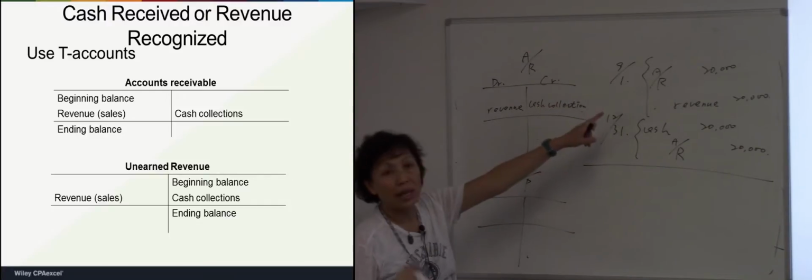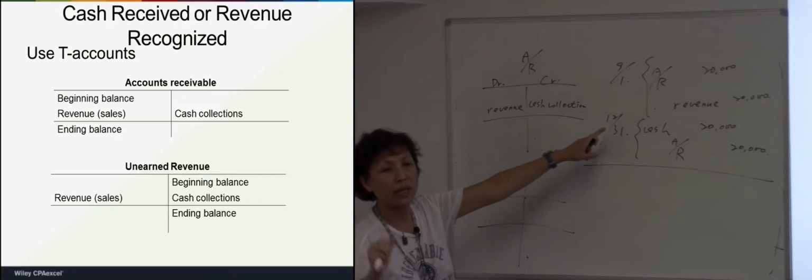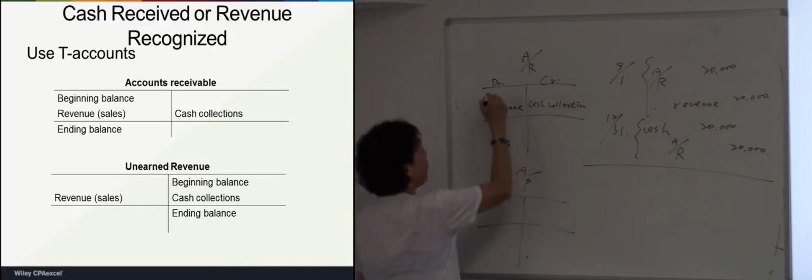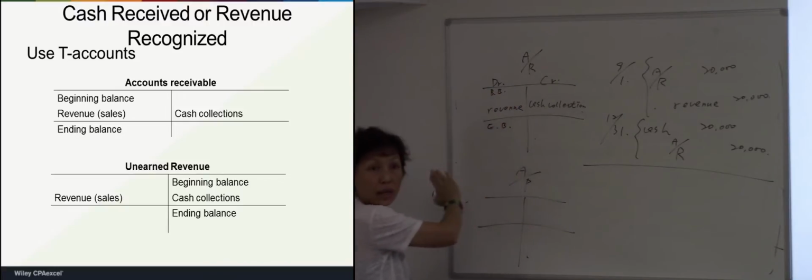And AR is an asset account, right? Which side is the normal side of an asset account? Debit. So the beginning balance and the ending balance should be on the debit side.